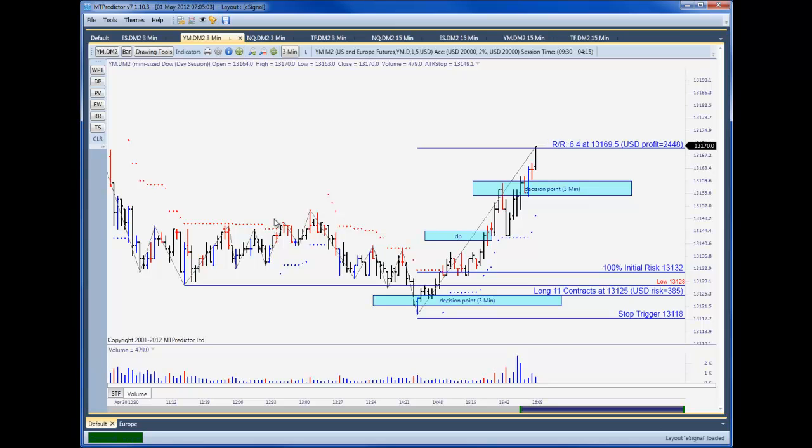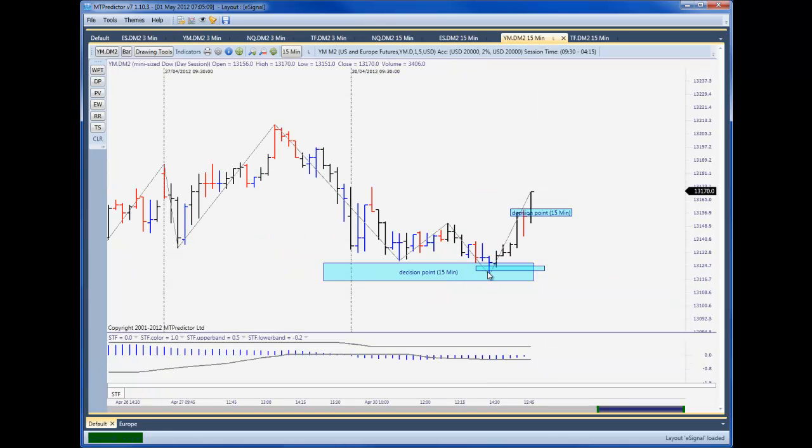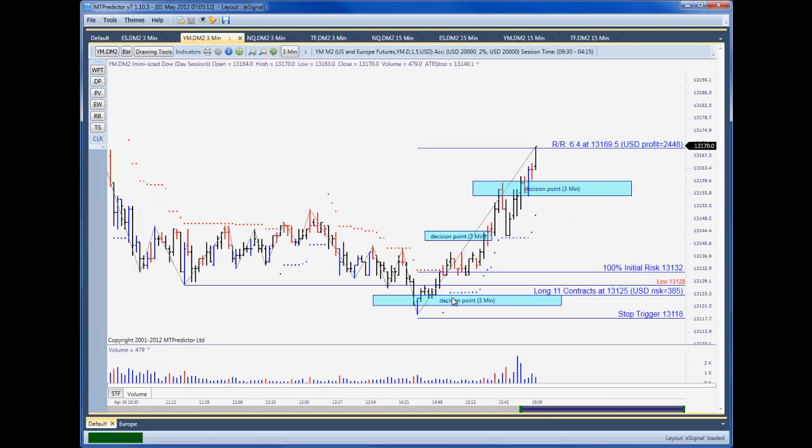So a good demonstration here of some tools in MTPredictor, the advanced trade tools in MTPredictor. Not only were you looking at larger degree support, but this VSA setup also enabled you to have a very good trade, which resulted in a plus 6.4R profit. So a good example of the MTPredictor VSA trade setup here.